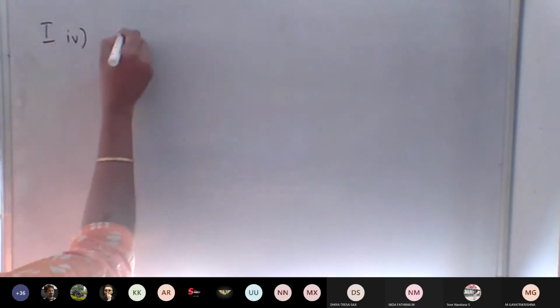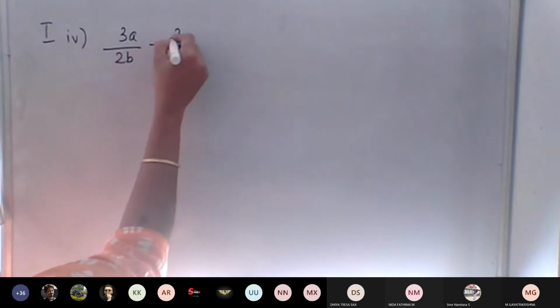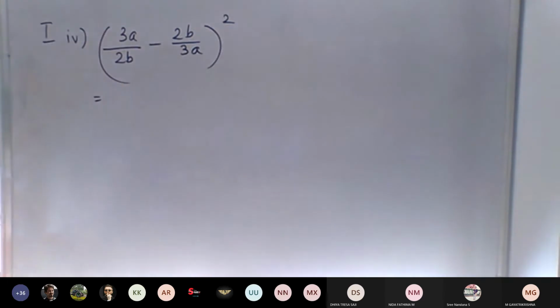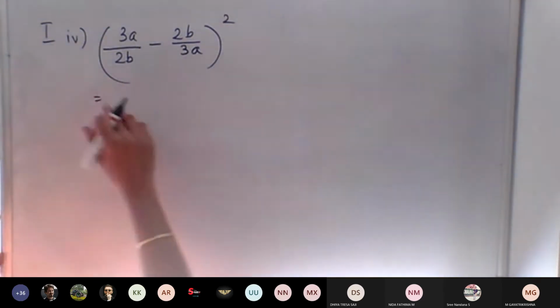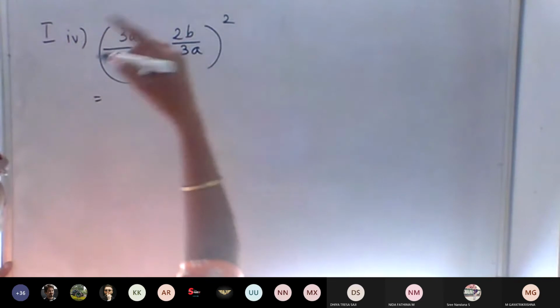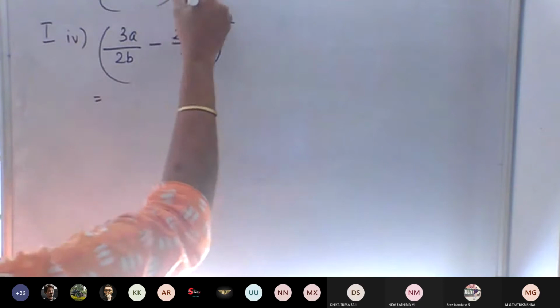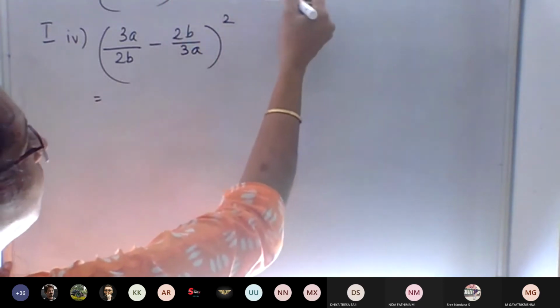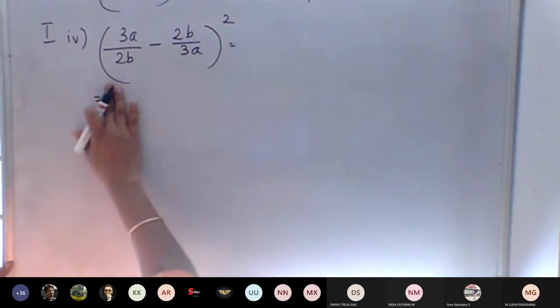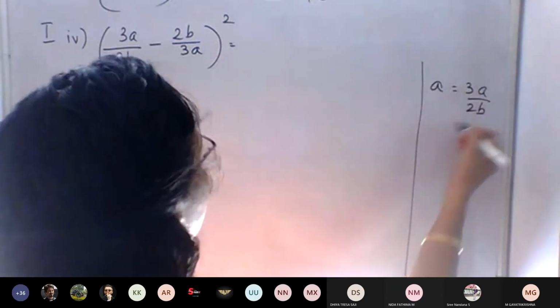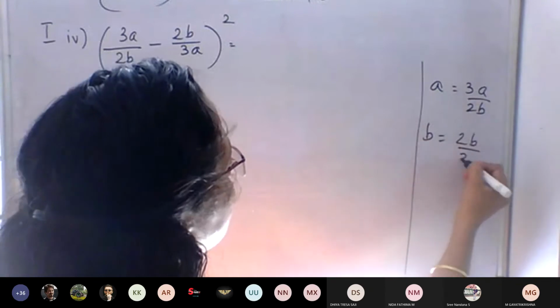Same way, write a is equal to what and b is equal to what. Fourth question: 3a by 2b minus 2b divided by 3a, the whole square. If you don't know directly, please write a is equal to, b is equal to. Before that, you have to write a minus b whole square is a square minus 2ab plus b square. Then only it will be easy for you. Here a is equal to 3a by 2b and b is equal to 2b by 3a.